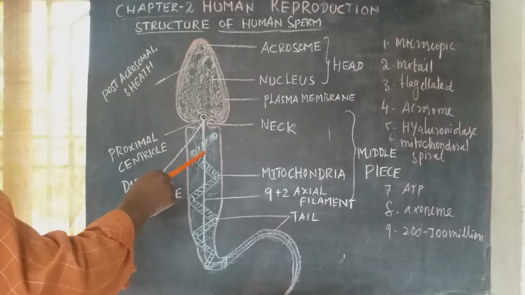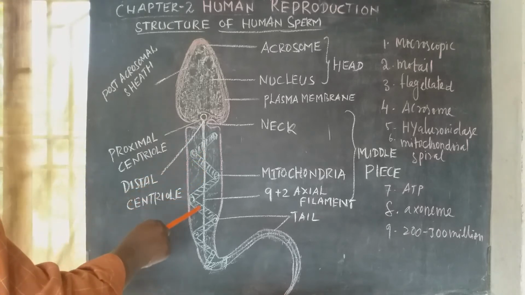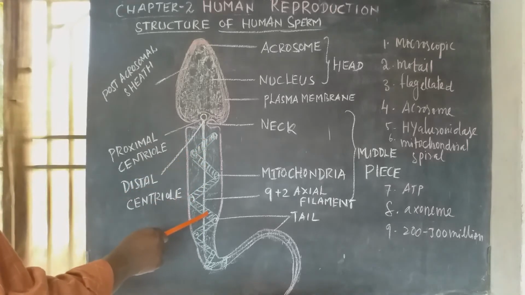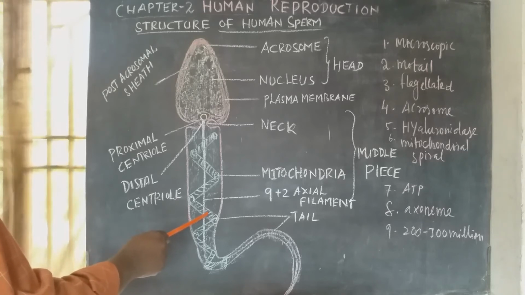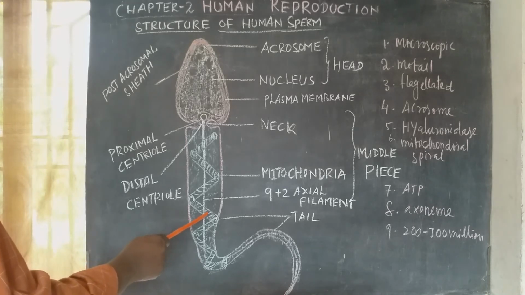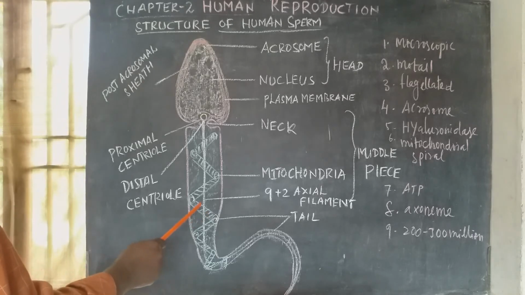The middle piece possesses mitochondria. These mitochondria around the axial filament form the mitochondrial spiral, another word for which is nebenkern. Very important question: nebenkern, the mitochondrial spiral. It produces energy in the form of ATP.